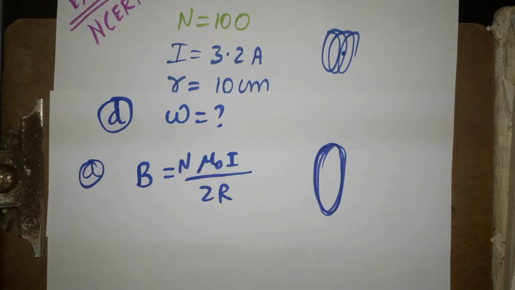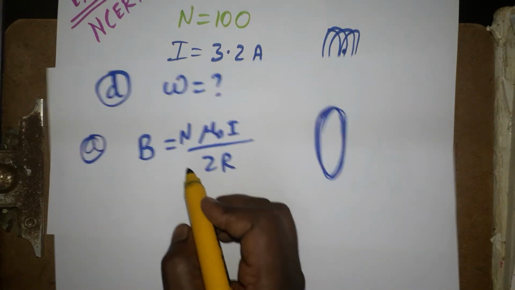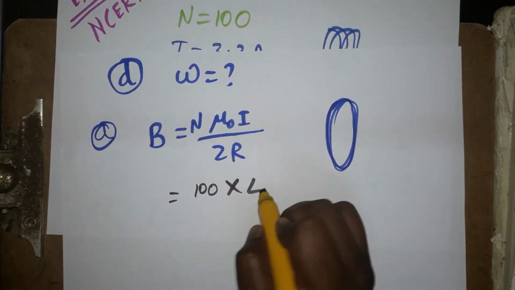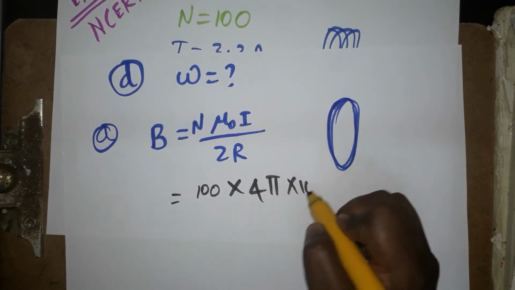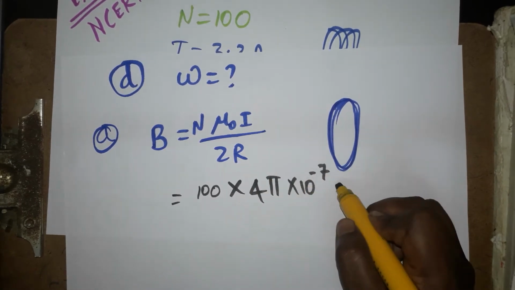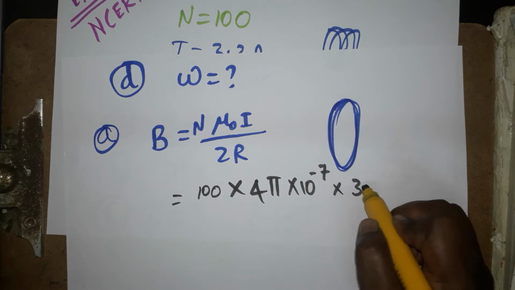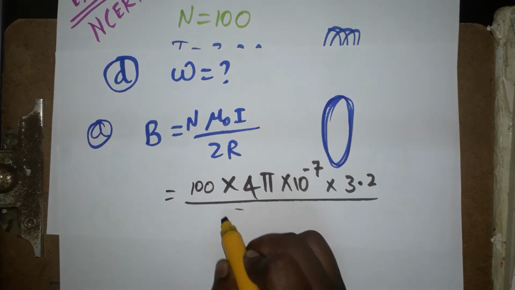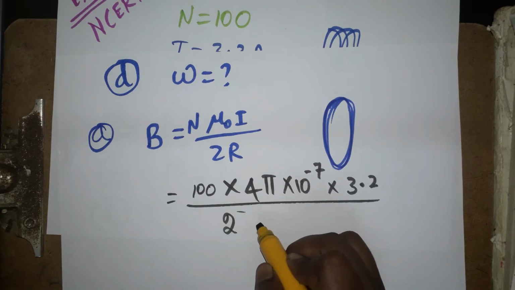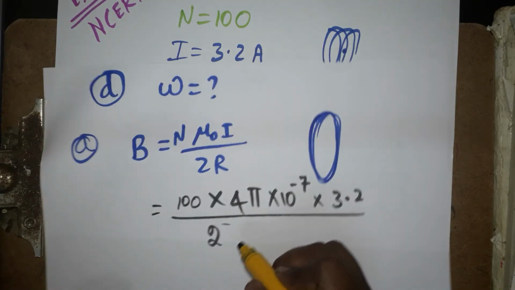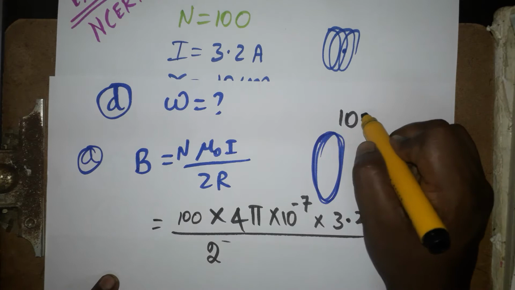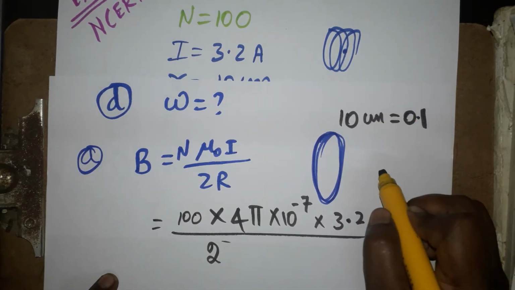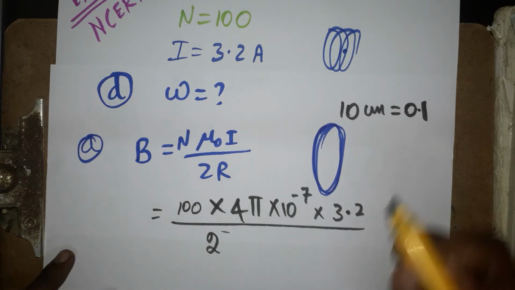Here we are given n number of turns. So n is 100, which is given in the question. Mu naught is 4 pi into 10 power minus 7, which is a constant value. I in this question is 3.2. So the magnetic field B equals. Radius is given in the question, it is 10 centimeter. So 10 centimeter is equal to how many meter? 0.1 meter. So 0.1 or 10 power minus 1 also you can say.